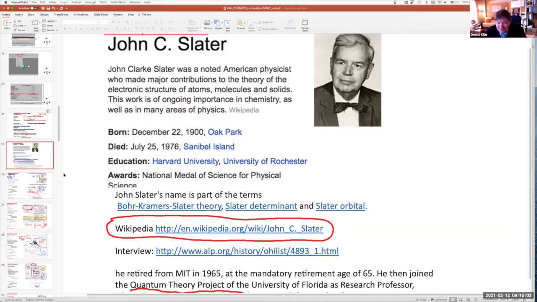Probably I should have taken a photo of it, but I didn't.